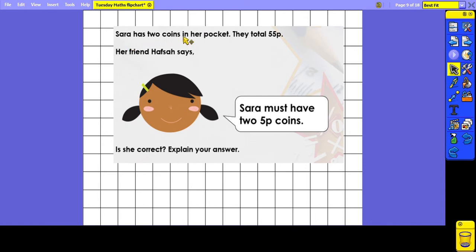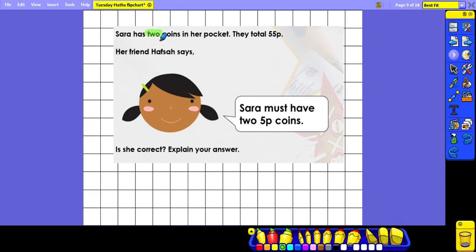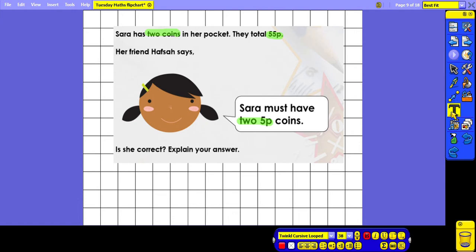Okay, so Sarah has 2 coins in her pocket. They total 55 pence. Her friend Hafsa says Sarah must have 2 5-pence coins. Is she correct? Explain your answer. She's got 2 coins in her pocket and they total 55 pence. So if we add the values of the 2 coins together, altogether they are worth 55 pence. And Hafsa thinks that Sarah must have 2 5-pence coins. Well, if we have got 2 5-pence coins, altogether they have a value of 10 pence, not 55 pence. If we do 5 add 5, we know that that equals 10 and not 55.